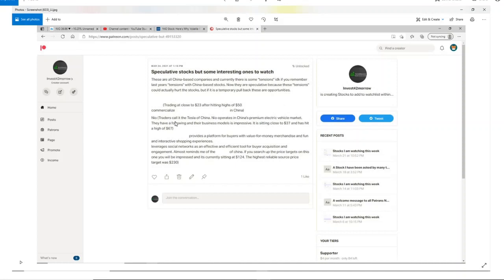So I went ahead and said it. NIO is called the Tesla of China, and NIO operates in China's premium electric vehicle market. This is the top of the line when it comes to EVs in China. They have a following, which their business model makes impressive. They have a cult-like following, and they're doing a really good job with their business model of making people have to come back to them for a battery swap. That's impressive. They're the only ones mastering this and taking advantage of this in their sector. It is sitting close to $37 and has hit a high of $67.